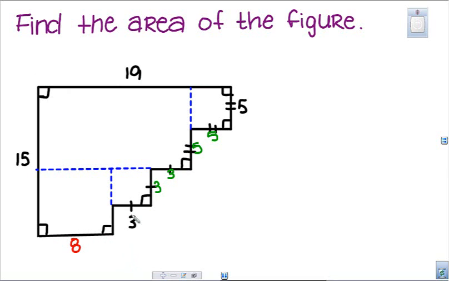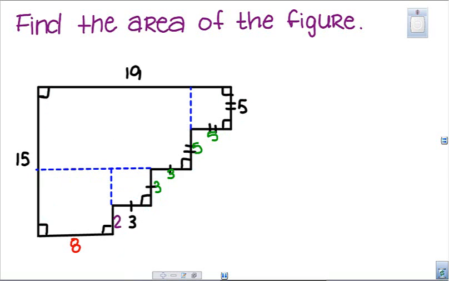And we can do the same thing vertically. The entire length should be 15, and we've used 5, 5, and 3, which is 13, so that leaves me with 2 right here. So now I can use that information.